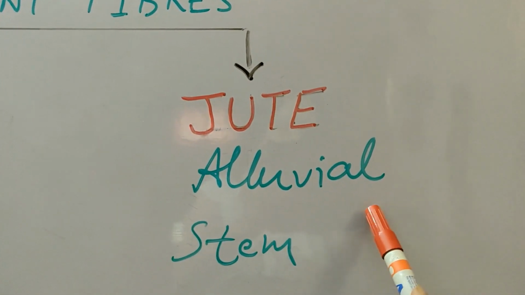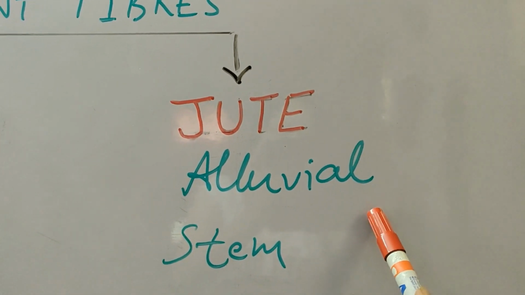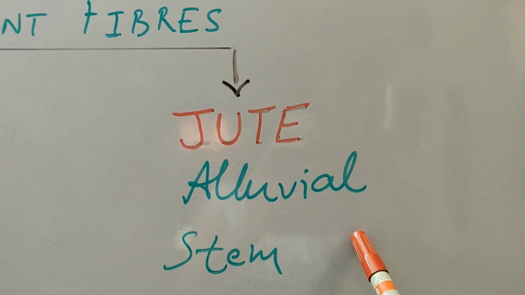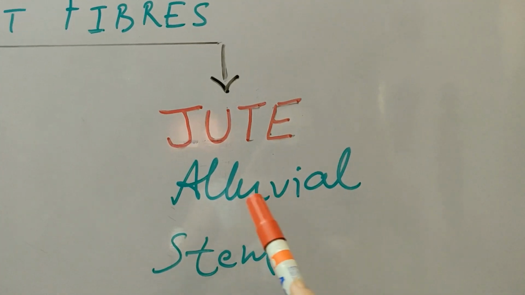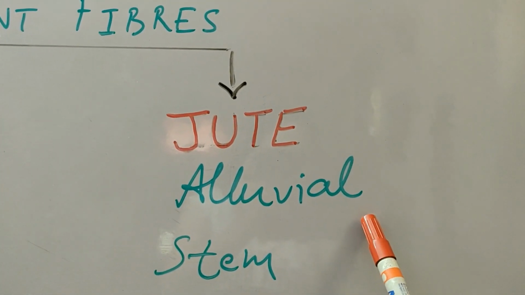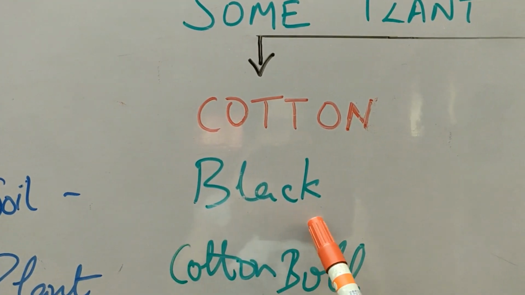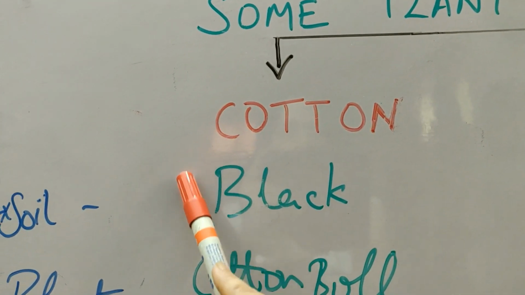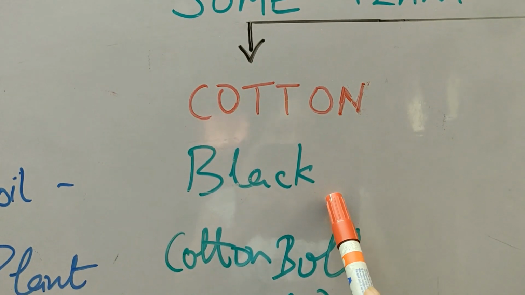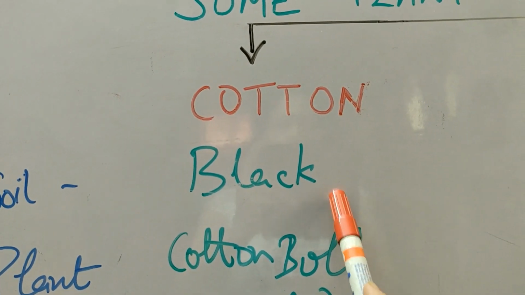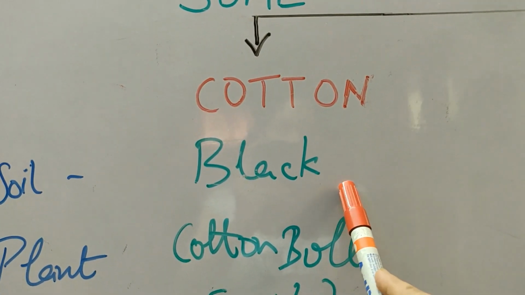Actually, the main requirement for jute cultivation is water bodies. So where there is a good amount of water bodies and rain, there jute is grown. Okay. And for cotton, actually the amount of water which is provided should be uniform throughout the year. It doesn't need lots of water, but irrigation should be uniform.